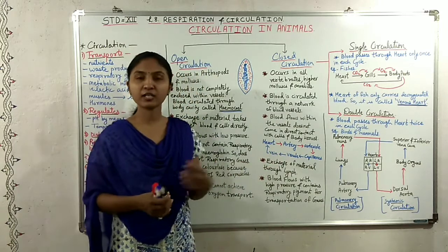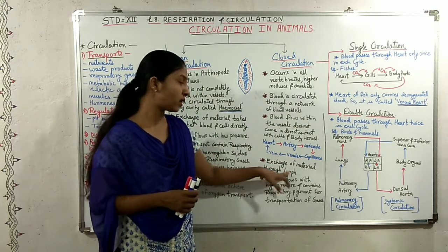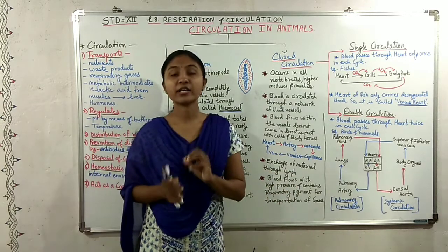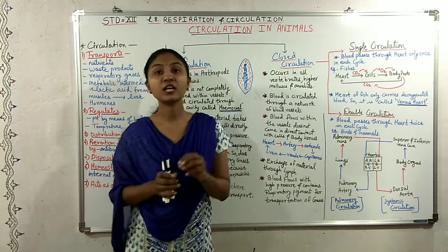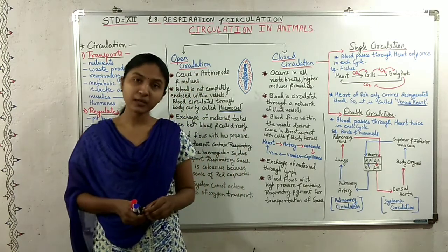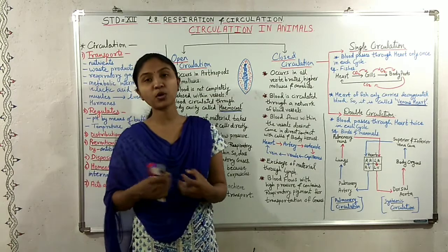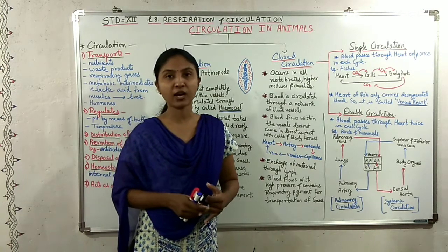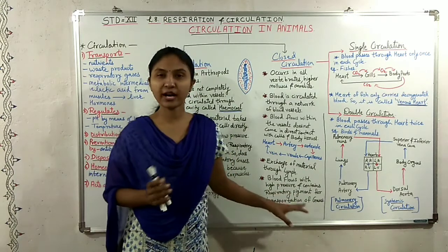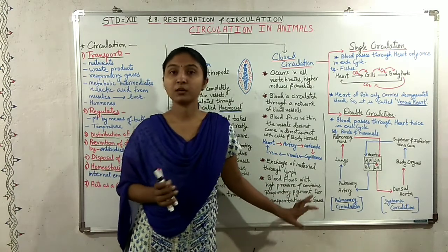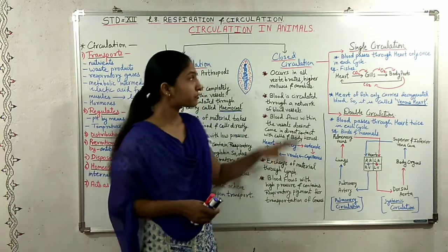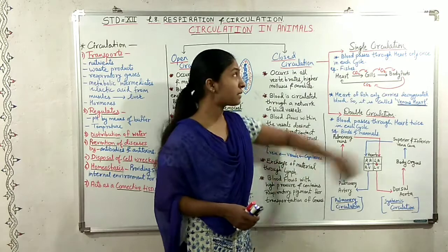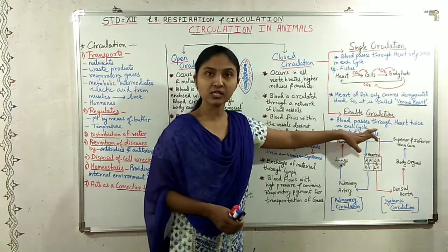The exchange of materials takes place through the lymph, and the blood here has a respiratory pigment, that is hemoglobin, and this respiratory pigment helps in the transportation of respiratory gases, that is oxygen and carbon dioxide, and it has red corpuscles in it, so the blood is red in color. This closed circulation is further divided into two types, single circulation and double circulation.